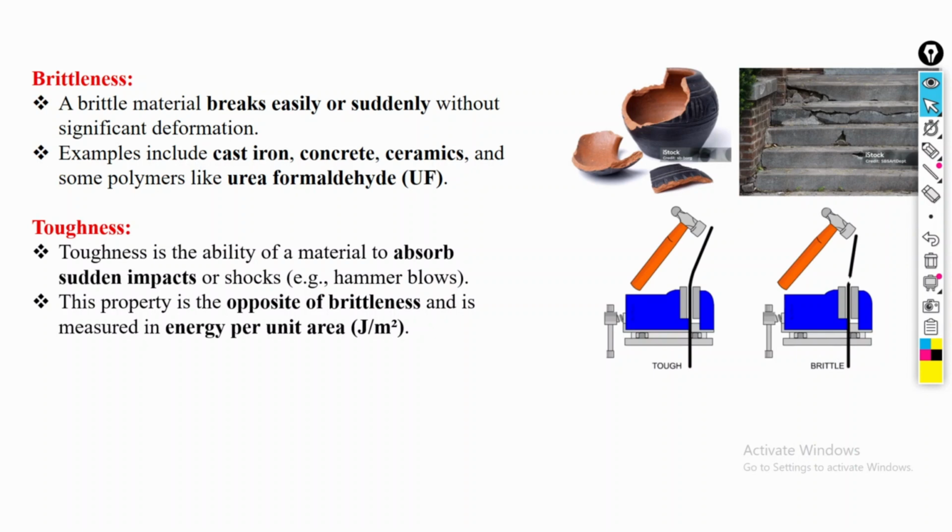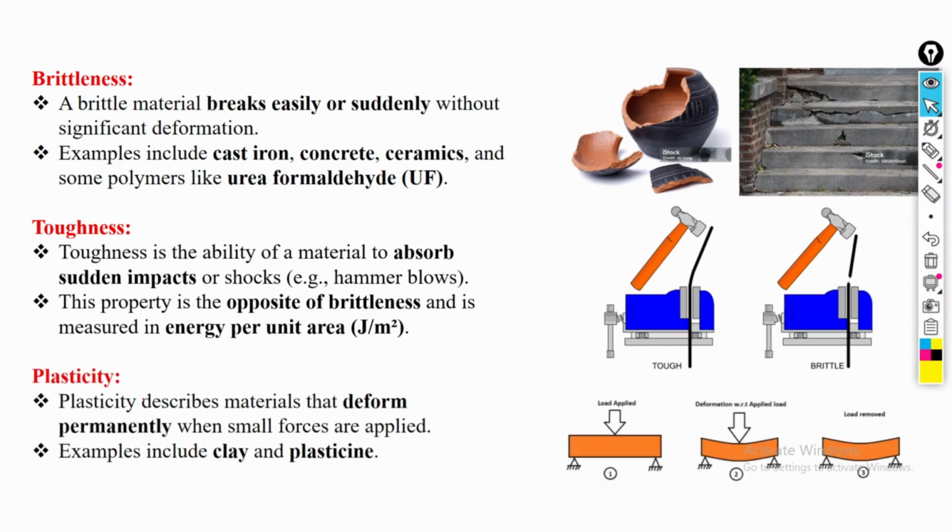This property is opposite of brittleness. If the material is more brittle or more hard, then its toughness will be less, and it is measured in energy per unit area. Now, plasticity is the ability of the material which does not regain its original shape when we remove the external force from the body.